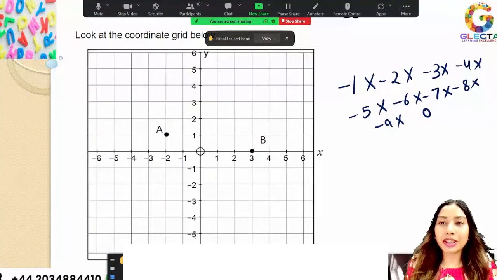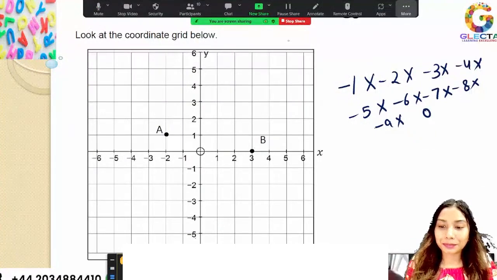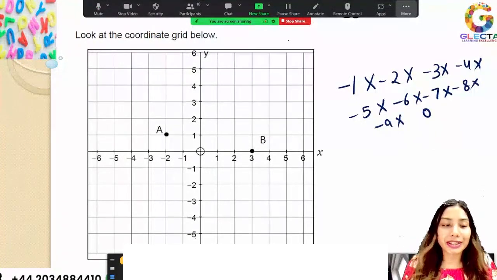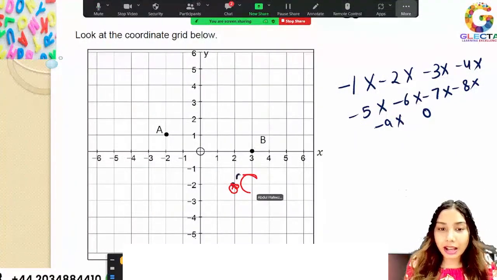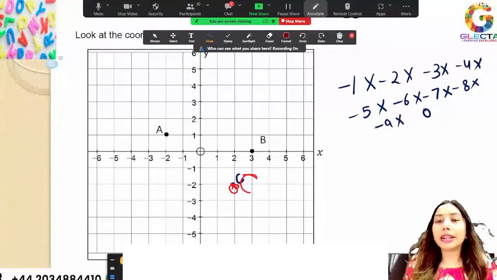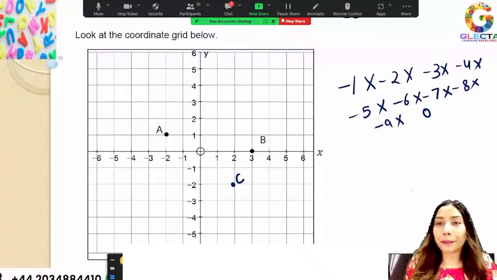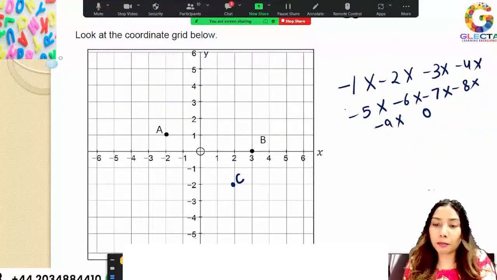Yes, you can annotate on the screen. Where is 2 and minus 2? Coordinate for C. All right, this is 2 and minus 2, which is C. Okay, I just write it down in a proper way. All right, it's fine. Now we are coming on to the next part.